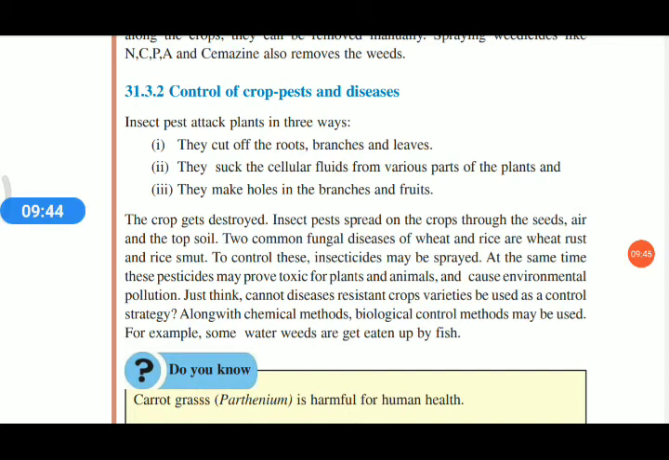Some pests cut the branches, leaves, etc., some pests suck the cellular fluid of the plant, and some make holes in branches and leaves. All this affects the growth of the plant. So we use many chemicals to control all these pests.